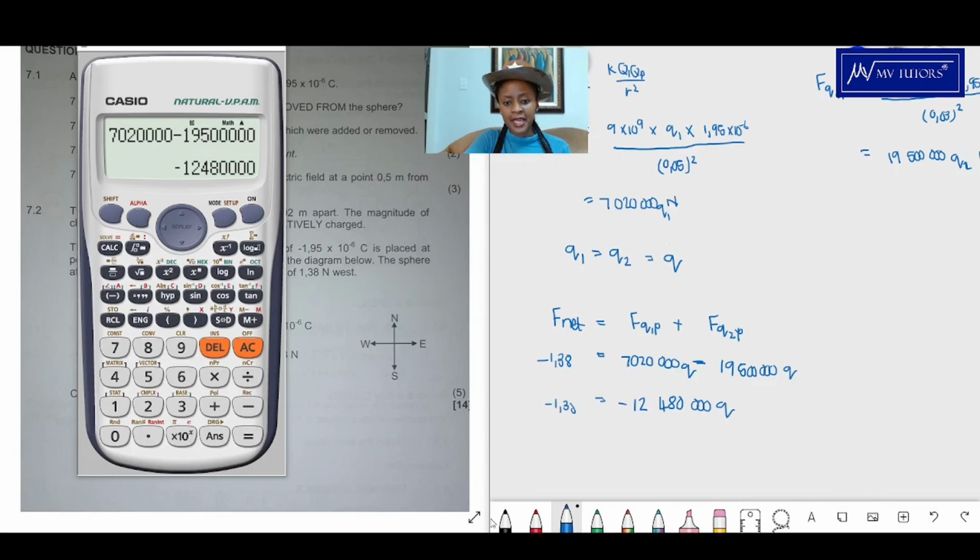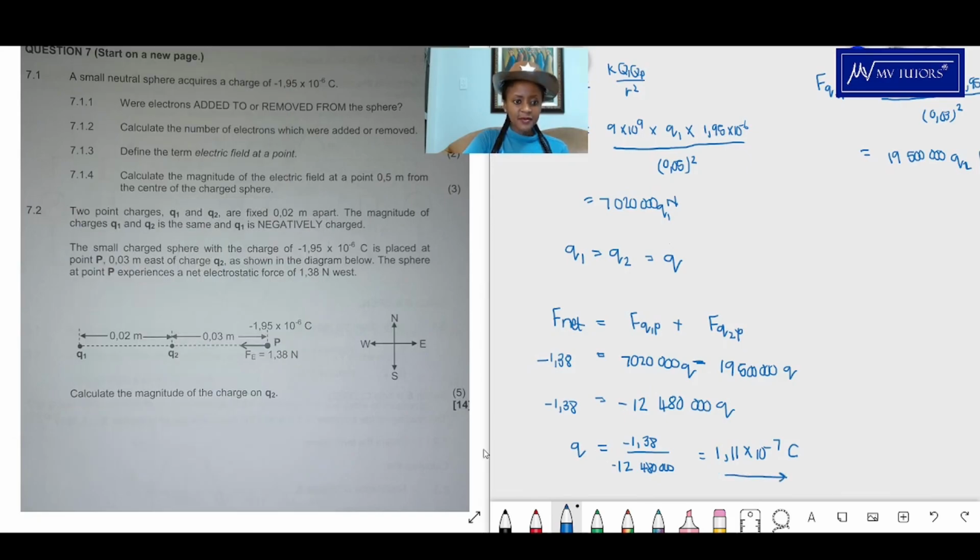That's negative 1,38. So ultimately, what the charge on Q is, you will get 1,38 divided by 12,480. Negative, negative. Okay, so we have negative 1,38 divided by the answer, and we have 1,11 times 10 to the power negative 7, and because this is charge, this would be coulomb. All right, so that is the magnitude. They didn't ask for the direction, and I believe we are done.